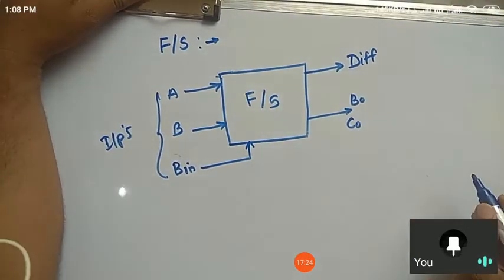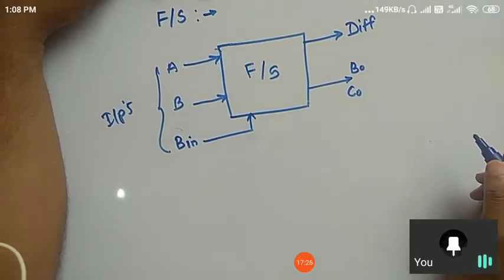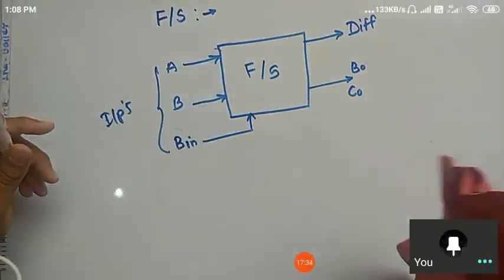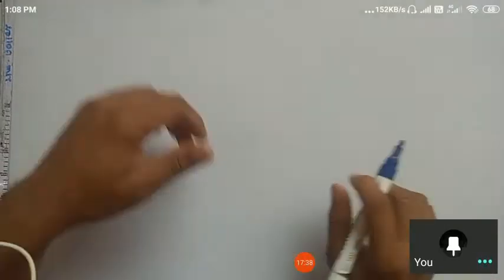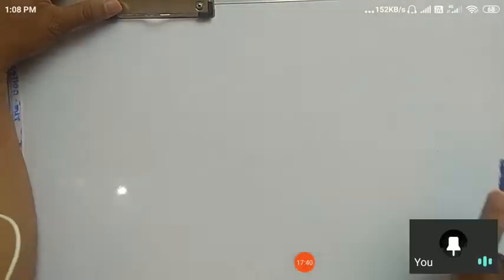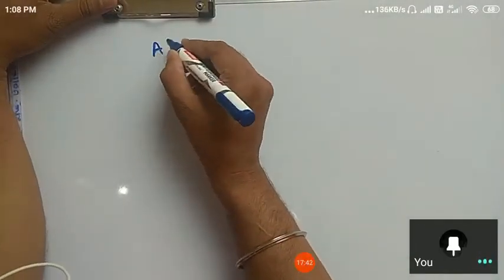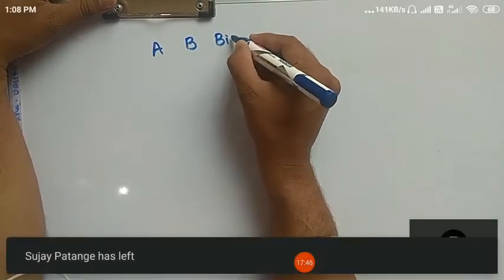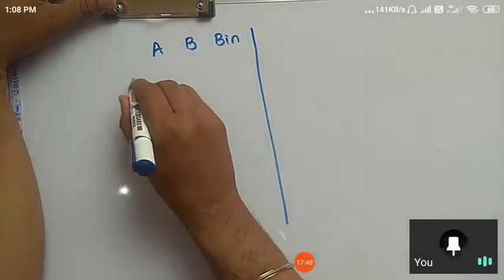So this is your full subtractor. Now from this we have to go for the truth table, right? So I am directly drawing it here. The truth table will actually have 8 combinations, because now the inputs are A, B and B in. Am I right?